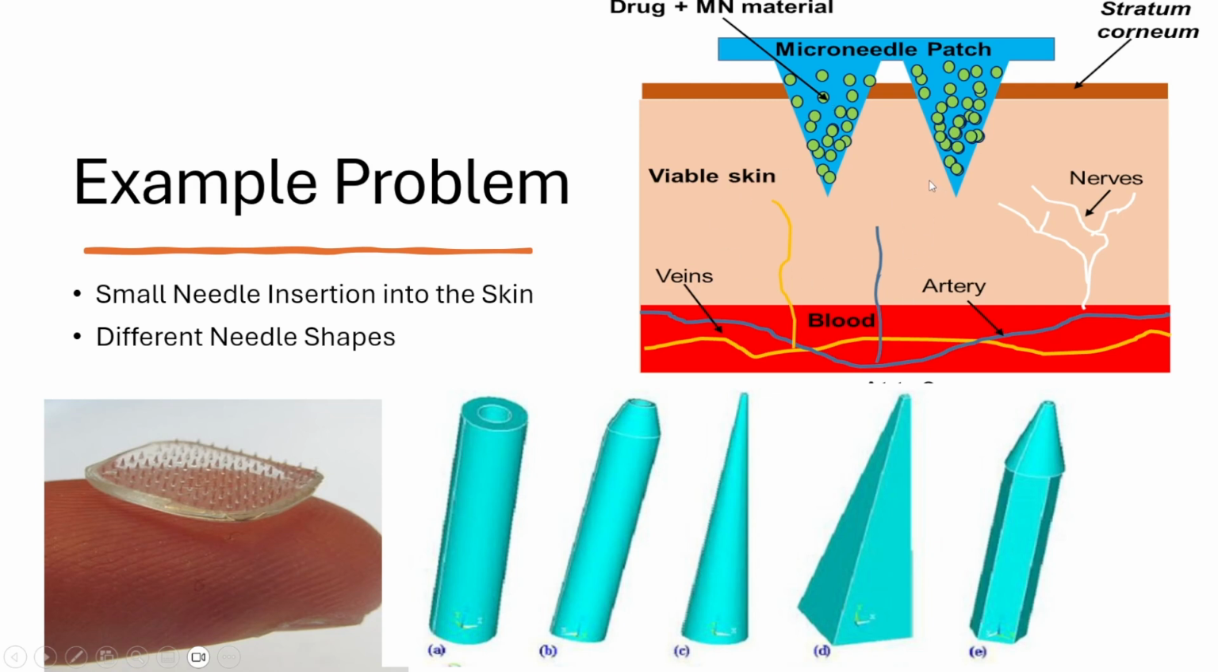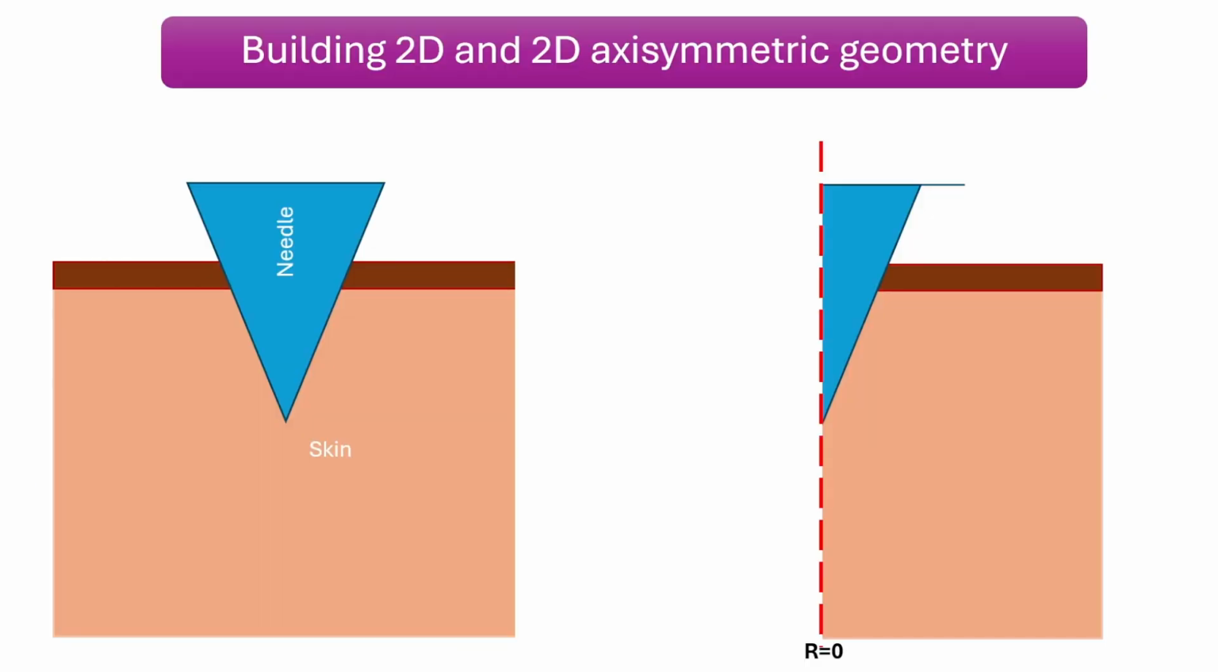So I will start with this problem, and then we can move later to other types of problems as well and create the geometry of those objects as well. So at the bottom it shows different shapes of needles that I will be building in the COMSOL software. So first I will start with building the 2D geometry. I've just shown you a simple schematic of the 2D and 2D axisymmetric geometry that I will be creating on COMSOL. So now let's move to the COMSOL software.